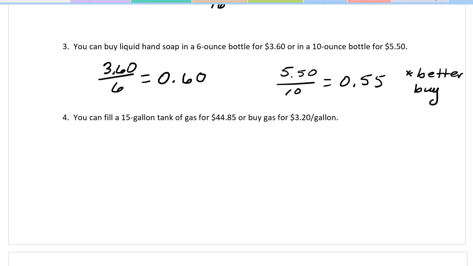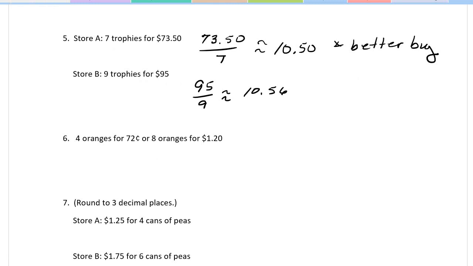Problem 4 can be done a couple of different ways. You can fill a 15-gallon tank of gas for $44.85 or buy gas for $3.20 a gallon. We're going to find the unit cost for this first option. That's $2.99 a gallon, and that will be the better buy. Problem 5, here we have another example where we end up with a 0 at the end of our number. Be sure to add that in there to make it look like money when you compare the two different options.